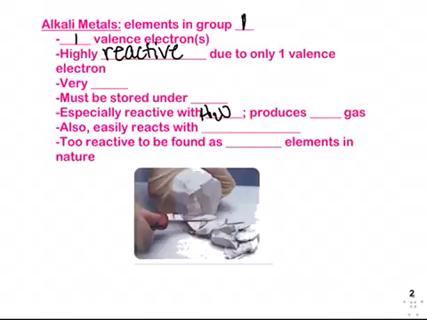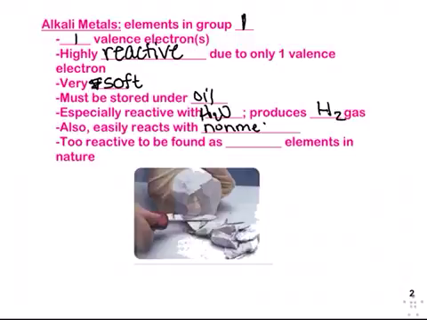These metals, even though they're metals, are very, very soft. Like soft enough to be cut with a butter knife. They have to be stored under oil. Otherwise, they'll react with the water in the atmosphere. And when they react, it produces hydrogen gas. They also will easily react with nonmetals.